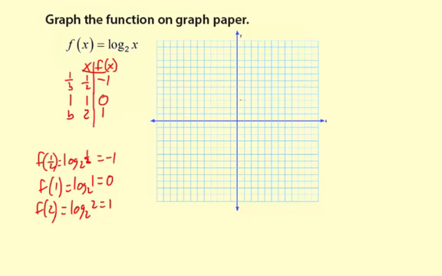Okay, so these are the 3 points we're going to use to graph the function. First, I'll plot 1/2, -1. That's going to be right there. 1, 0. And then 2, 1. So that's really not a lot to go on, but since I know the general shape of a logarithmic function graph, I can finish it up.